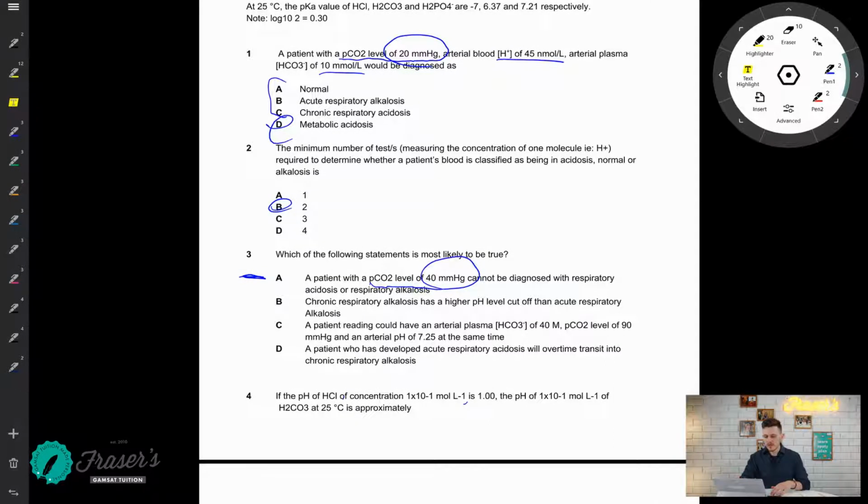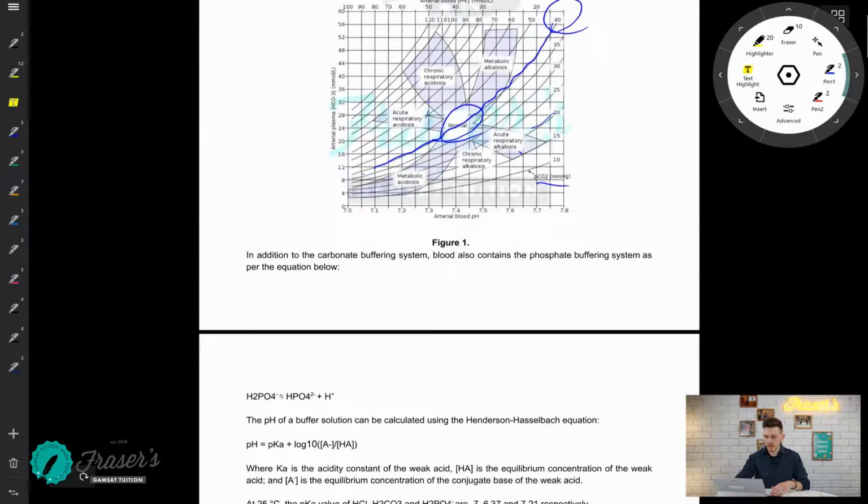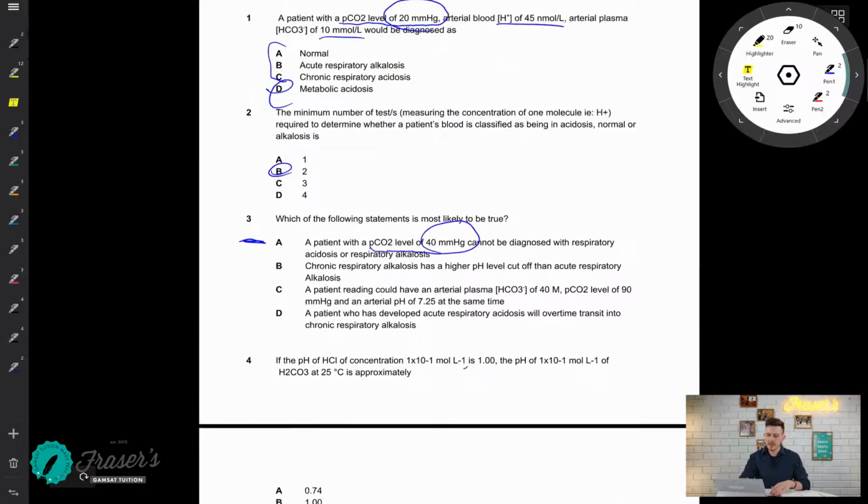So with B, what we have is chronic respiratory alkalosis has a higher pH cutoff than acute respiratory alkalosis. They're saying that it has a higher pH than acute respiratory alkalosis. Now having a look at the pH values over here, this does not actually make sense. Chronic respiratory alkalosis actually has a lower pH, keeping in mind that the pH is increasing in this direction and not the other way around. So it doesn't seem that B makes sense.